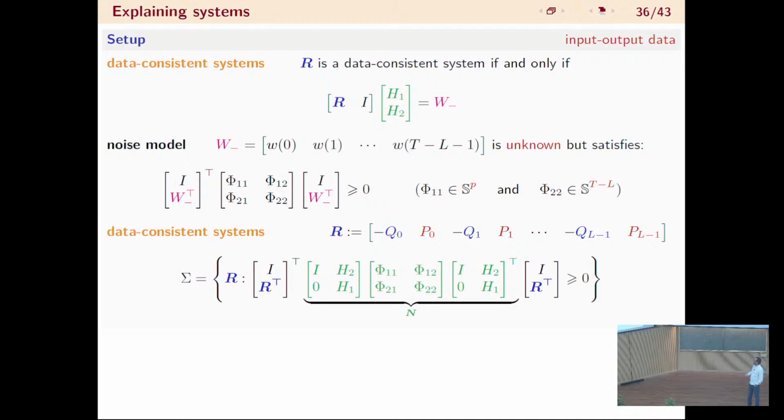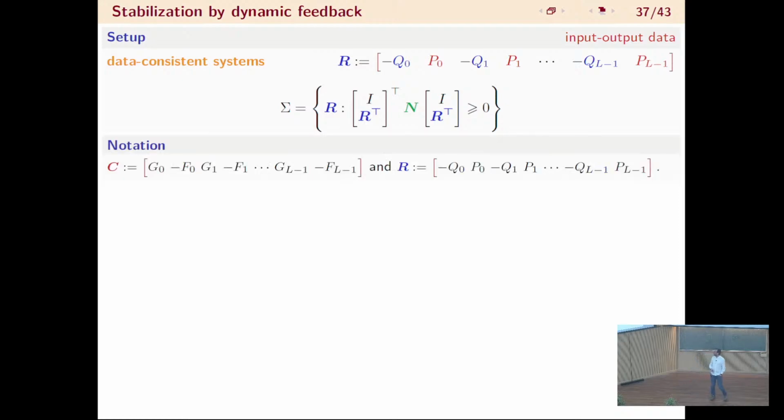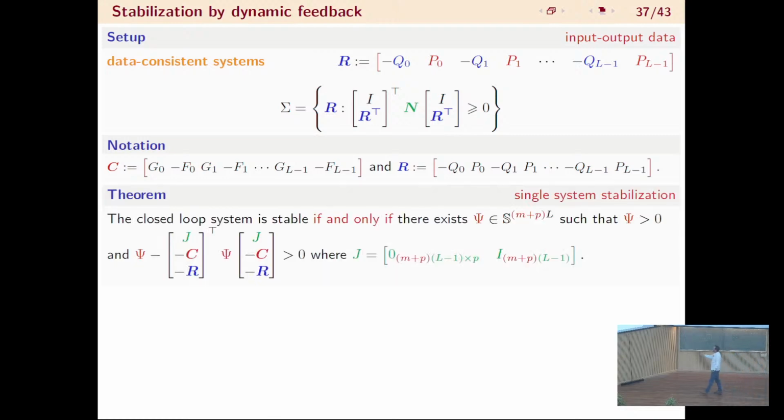We don't need to remember what N is. What we need to remember is I can find out N from the data and the noise model. So this is the set of data consistent systems. Now, remember the notation, C for controller, and all these coefficient matrices are unknown, and R is for the system, and these coefficient matrices are coming from the data consistent systems. Okay? Now, this is Lyapunov characterization of design problem for a single system.